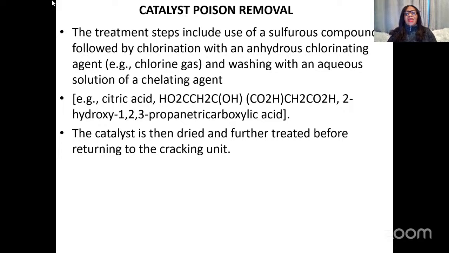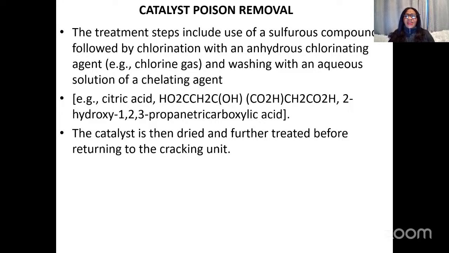The treatment steps include the use of a sulfurous compound followed by chlorination with an anhydrous chlorinating agent. This will convert it into a form that water can wash, and then you wash it with an aqueous solution of chelating agents. Of course, your aqueous solution will now wash it off because it's in the form that can be removed. Water can be active in removing the metals.